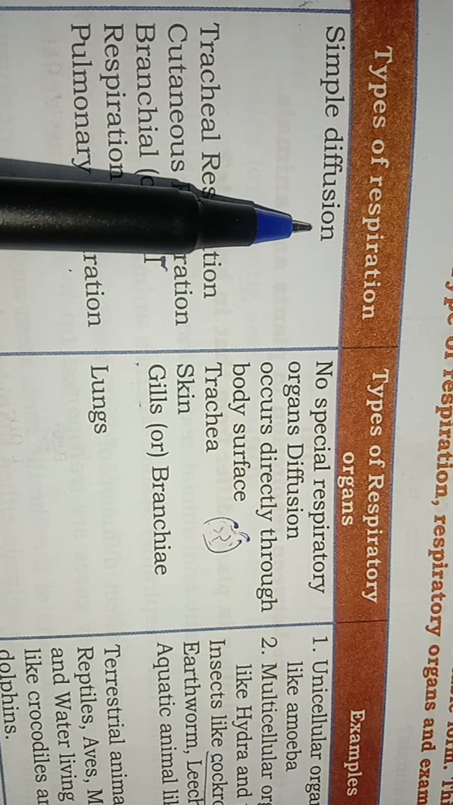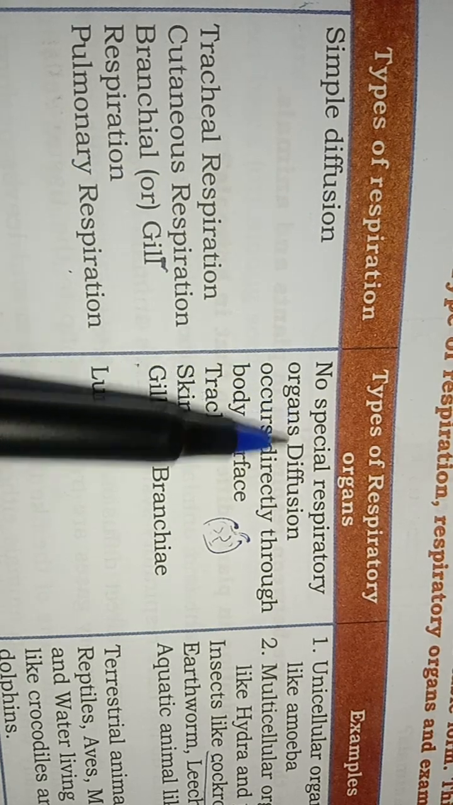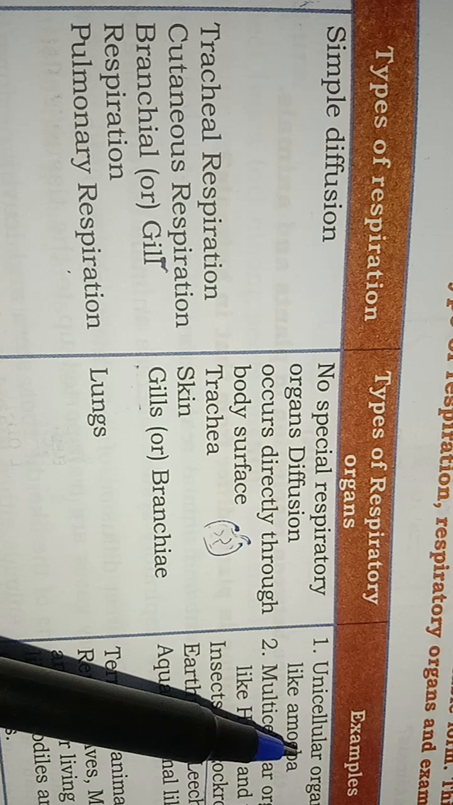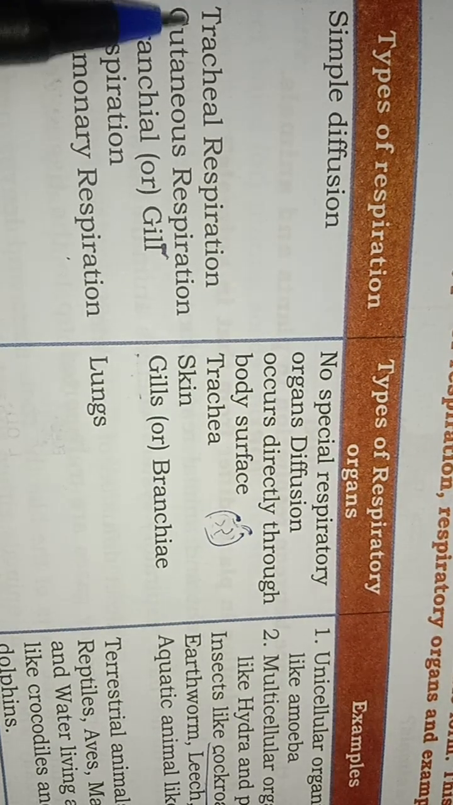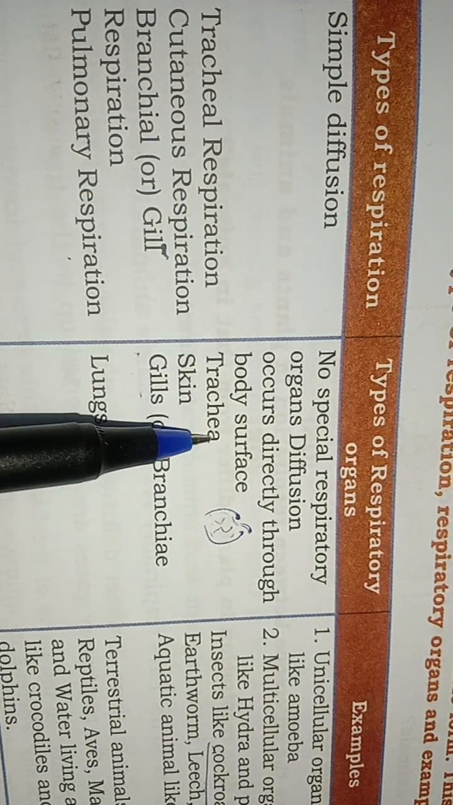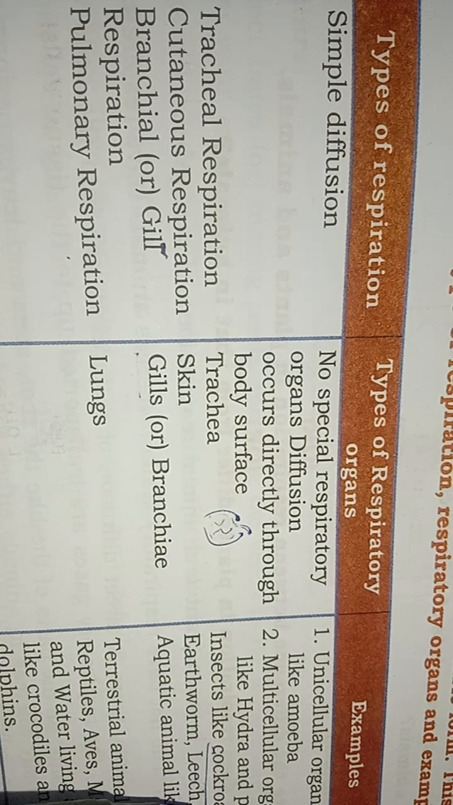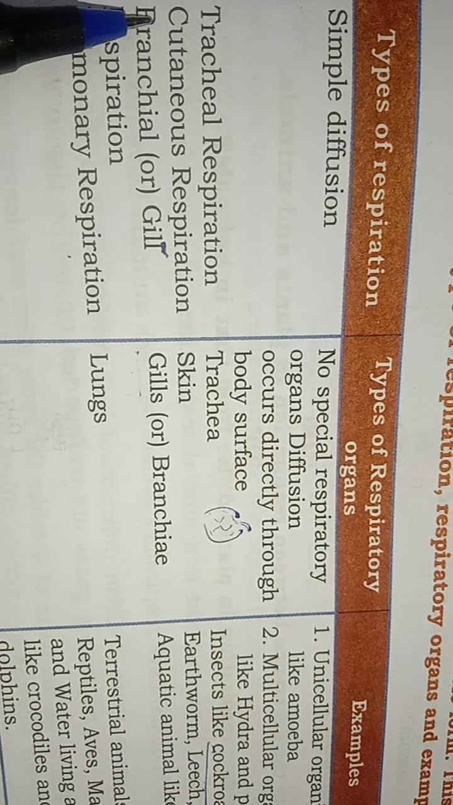Simple diffusion, so no special organs are available here. Unicellular organisms are an example of this. Next, tracheal respiration, where the organ is the trachea. In insects like cockroaches, we see this type of respiration.